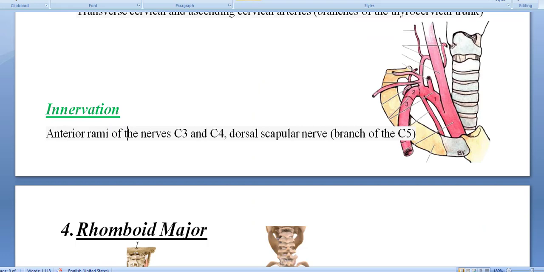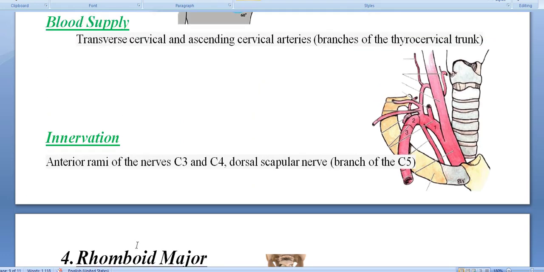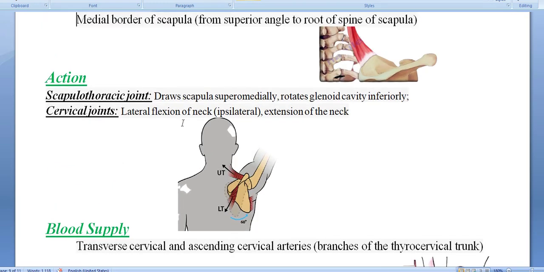What is the blood supply? The levator scapulae muscle is supplied by the transverse cervical and ascending cervical arteries, branches of the thyrocervical trunk. So it is supplied by the thyrocervical trunk, simply. And then what is the innervation? It is innervated by the anterior rami of the nerves C3 and C4, and the dorsal scapular nerve, which is a branch of the C5 nerve. So all this was about the levator scapulae.